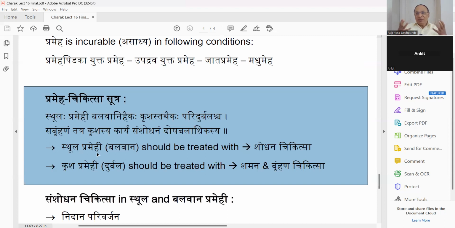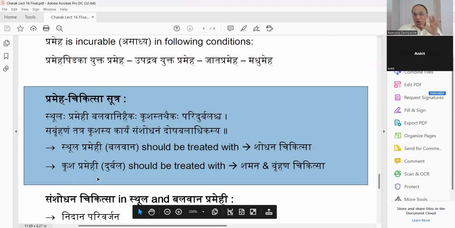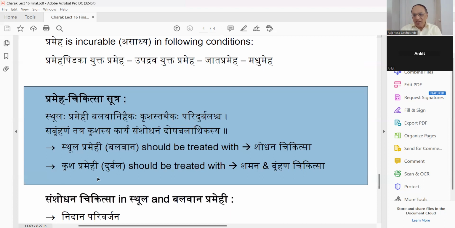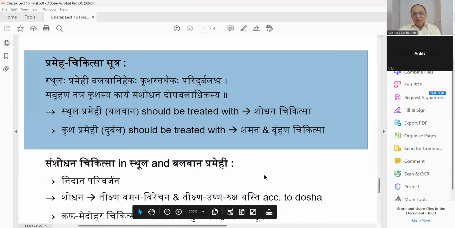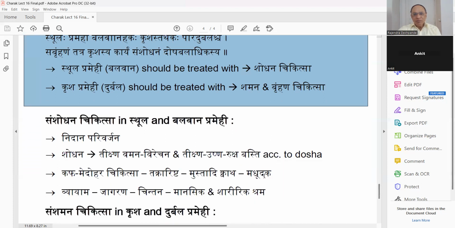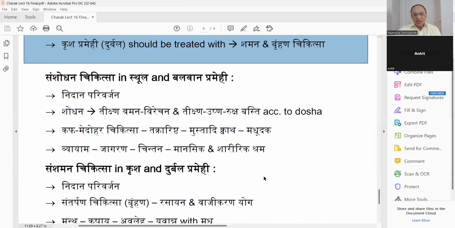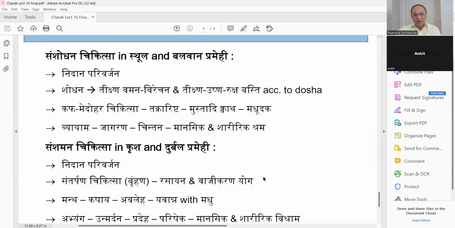So when the physical and mental strength is great, you can go for panchakarma, detoxification. But if by chance this Pramehi patient is a krusha, with weight loss, then better you should not give Shodhana Chikitsa, but you can give Shamana Chikitsa and Bruhana Chikitsa. Okay? Now, what type of panchakarma do we do in this Sanshodhana Chikitsa in the Sthula patient? Let us see.